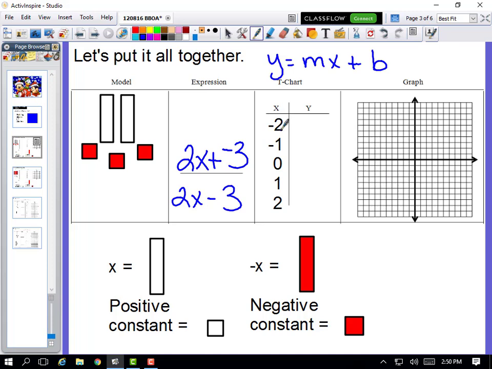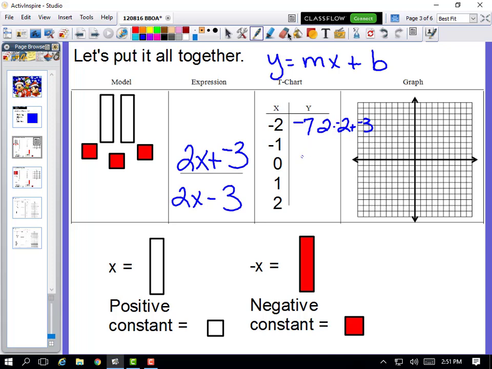But what we'll do with this particular one is we now have several values of x that I want to evaluate this expression for. So we're going to multiply 2 by our first x value of negative 2. So 2 times negative 2 gives you negative 4, plus the negative 3 is going to give you a negative 7.